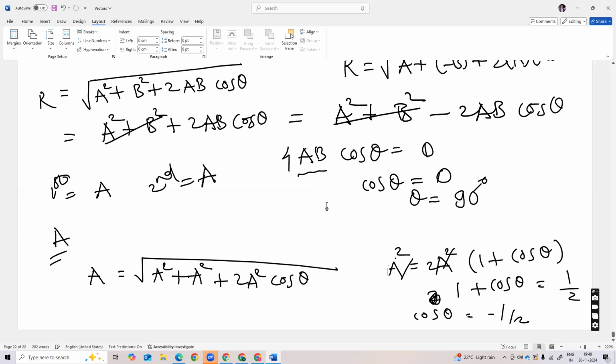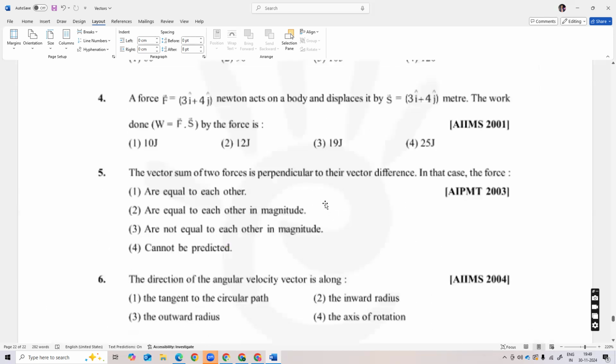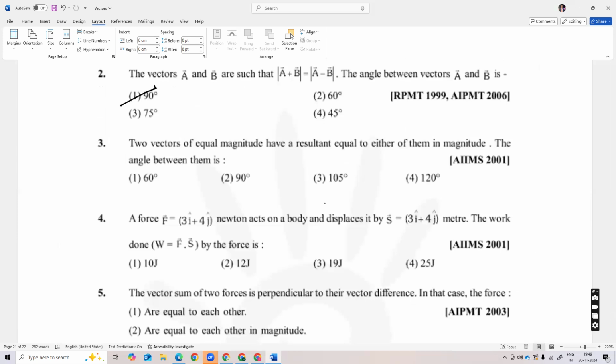Okay, so let's check the options. Cos 60 is 1 by 2, so it cannot be the answer. Then cos 90 is 0, it cannot be the answer. Sorry, I think I made one mistake. Cos 60 is 1 by 2, but we have cos theta as minus 1 by 2, so it cannot be the answer.